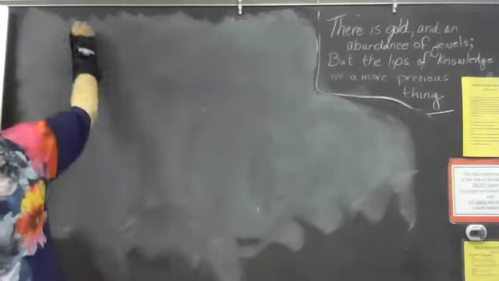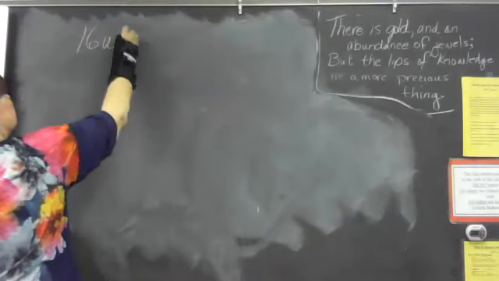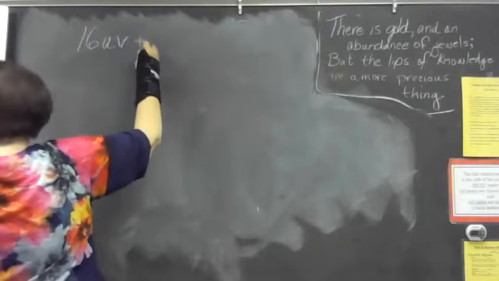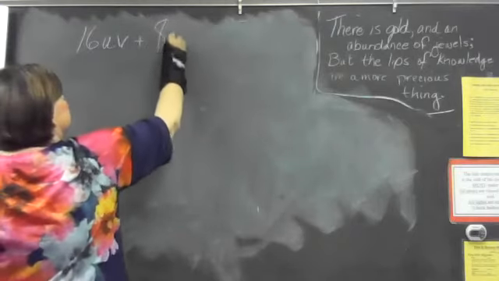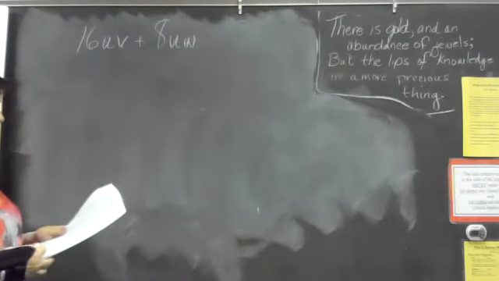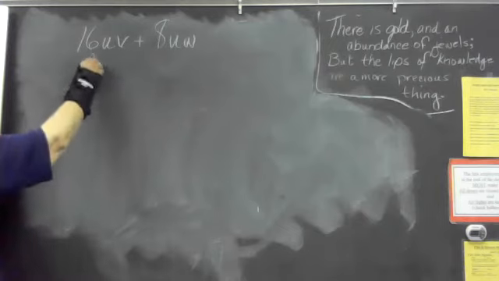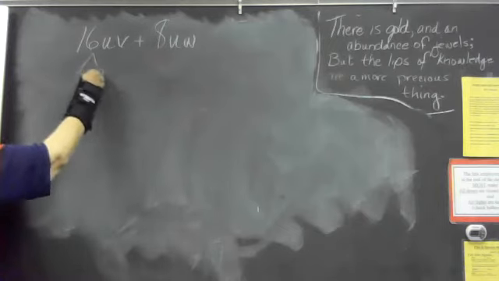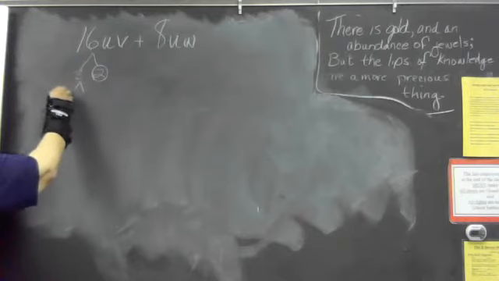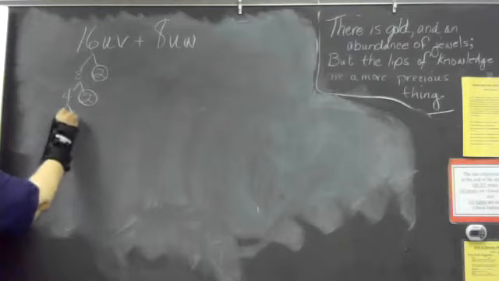So I have 16UV plus 8UW. And I want to factor these. They call it factorize. Strange word. Okay, so I have to find 8 times 2 is 16. 4 times 2 is 8. And 2 times 2.